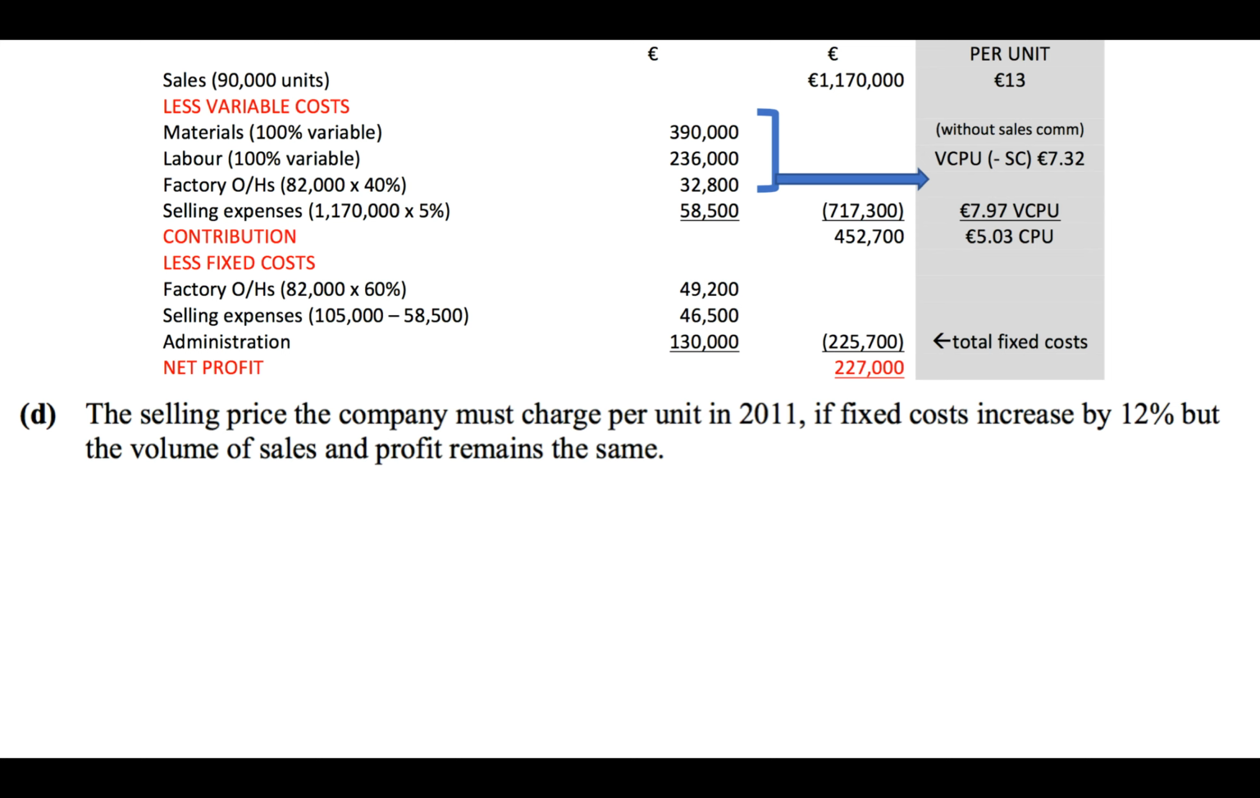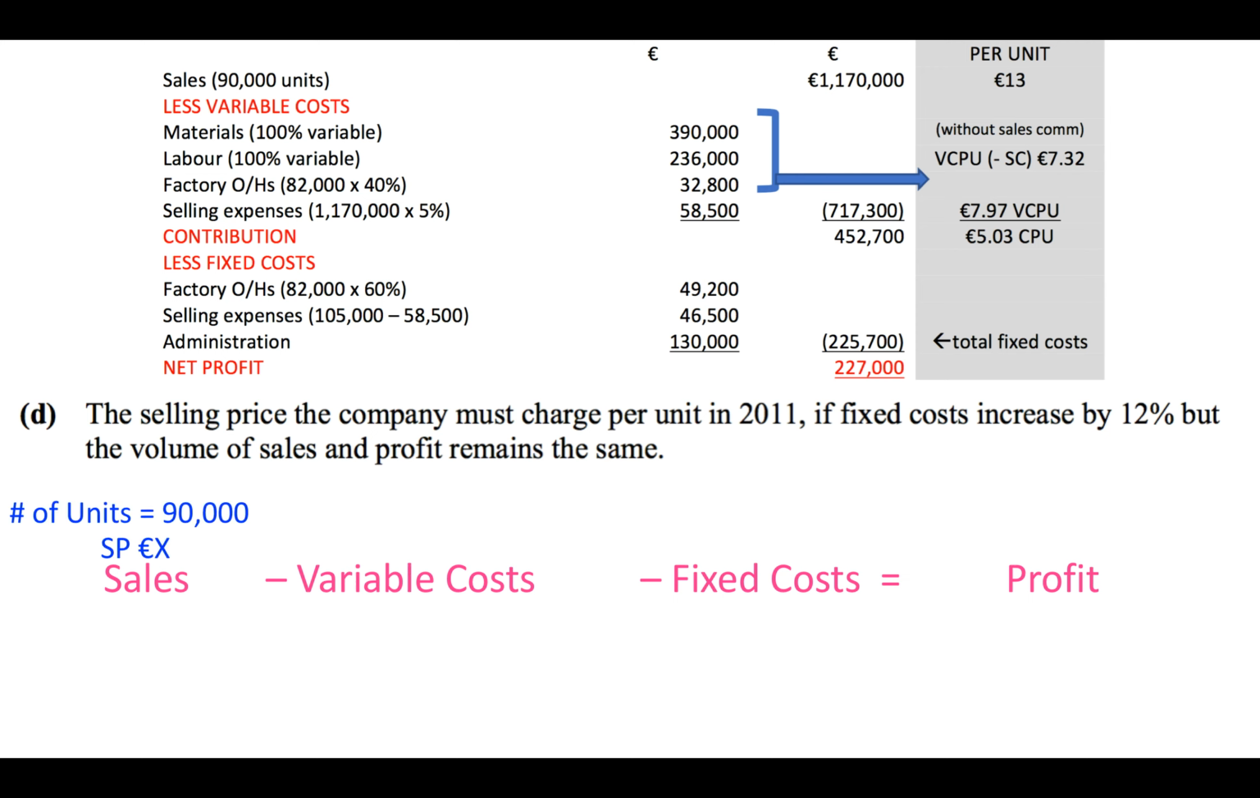Part D of the question. The selling price the company must charge per unit in 2011 if fixed costs increase by 12%, but the volume of sales and profit remains the same. Okay, so again, your sensitivity analysis formula, sales minus variable costs minus fixed costs is equal to profit. So the selling price is what we're looking for here. So the volume of sales are going to remain the same, so that's 90,000 units, but the selling price is our X here. We don't know what our selling price is.